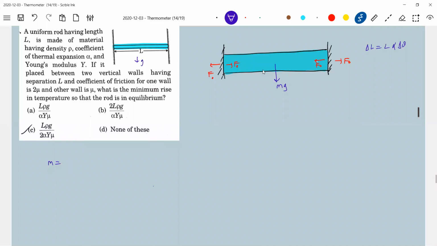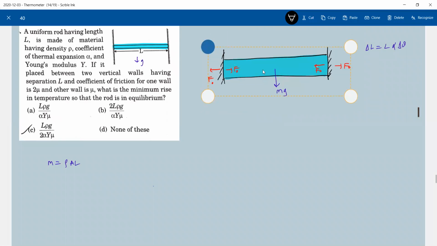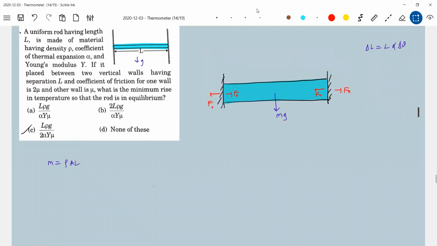Mass is density into volume. Okay. He has given 2 mu and mu. Okay, let's do one thing. Now go back to the friction concept. You have to take help of friction ideas here. Let me shift it down here. Now what about the friction forces that will be acting?